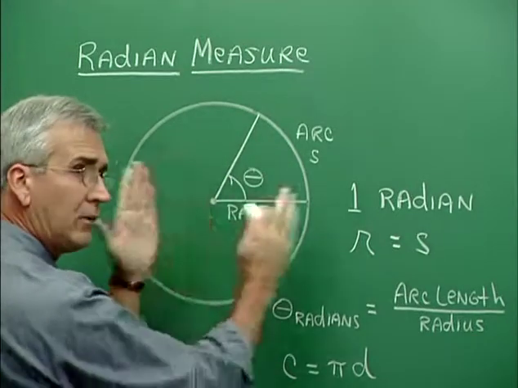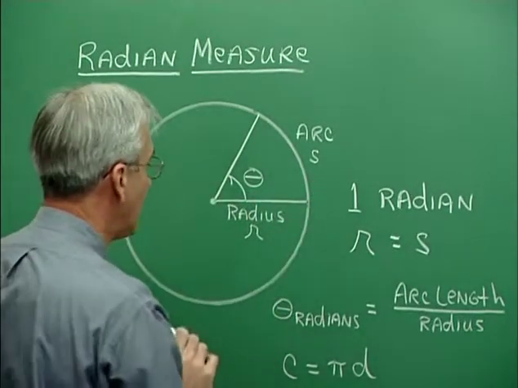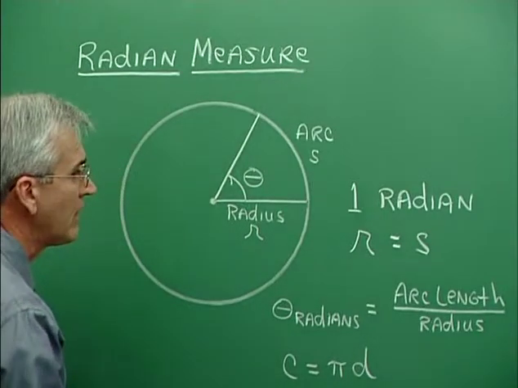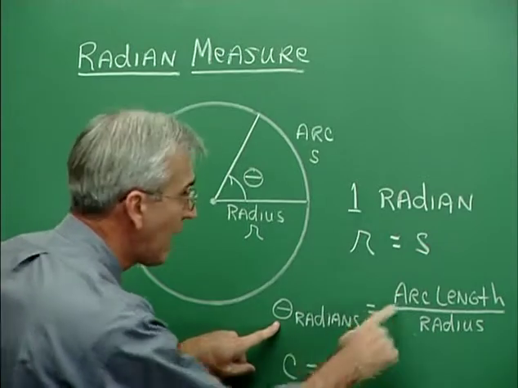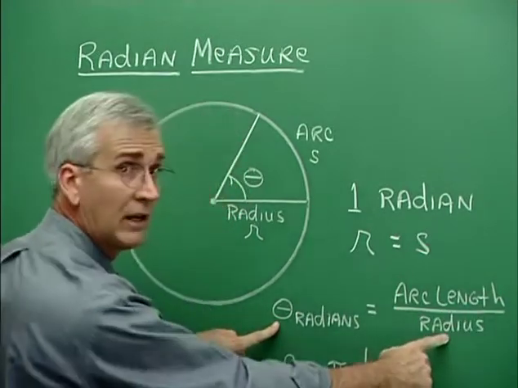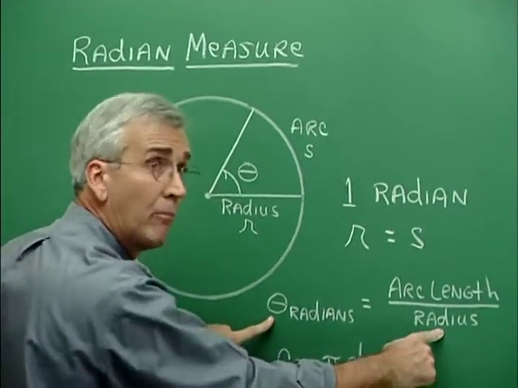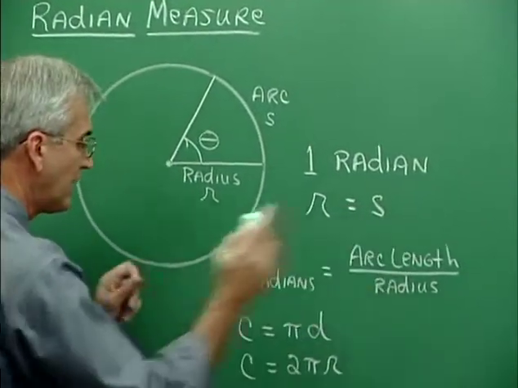They're just directly related like this, and we're going to explore this idea a great deal in the future. But for right now, let's just understand that theta in radians can be found by taking arc length and dividing by the length of the radius. So we have the number of radians involved here.